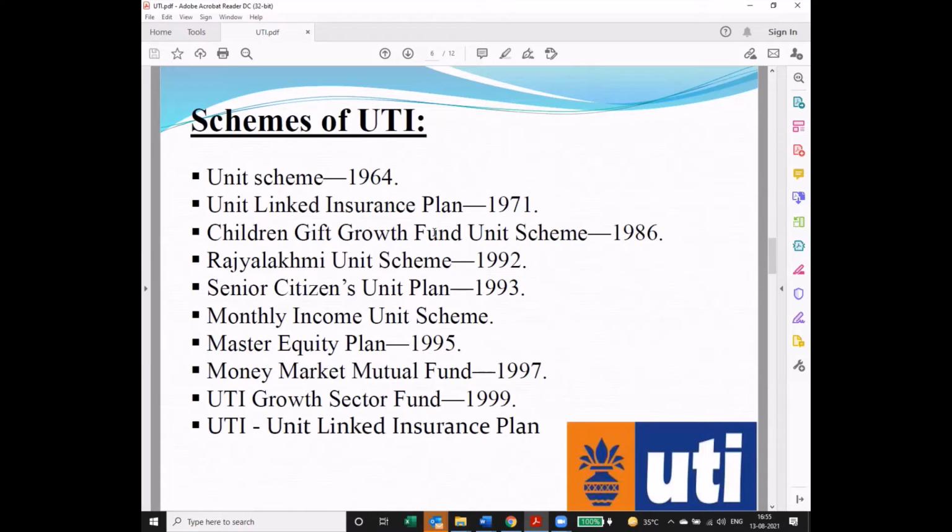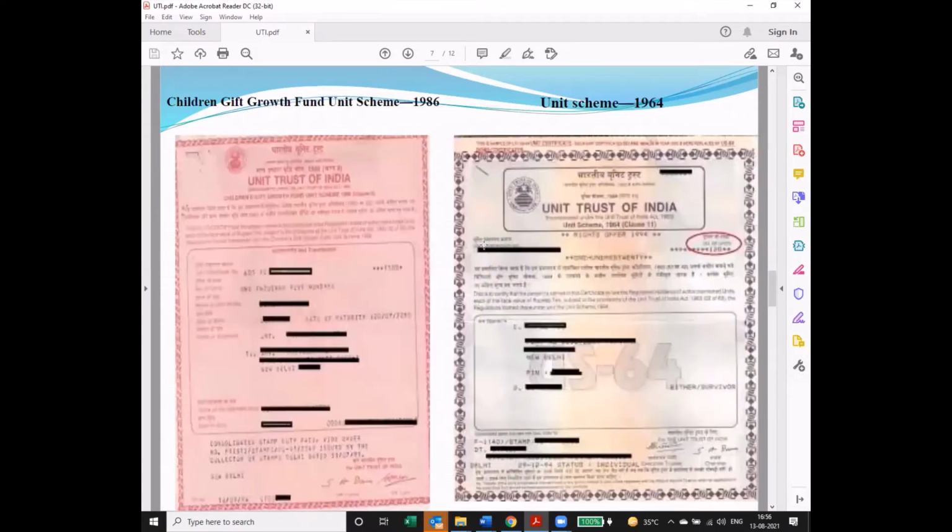Money market mutual funds. Mutual funds started forming up after 1995, so this was one of the first mutual funds. UTI Growth Sector Fund was another mutual fund. And Unit Linked Insurance Plan, the ULIP that I was talking about, non-conventional insurance plans that were rolled out by Unit Trust of India. So these are some schemes, and these are the unit documents.